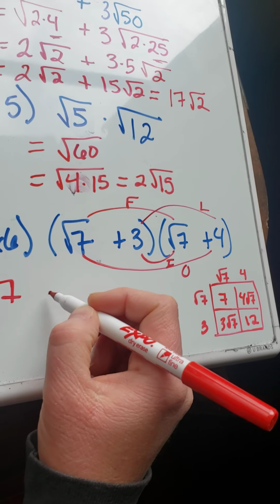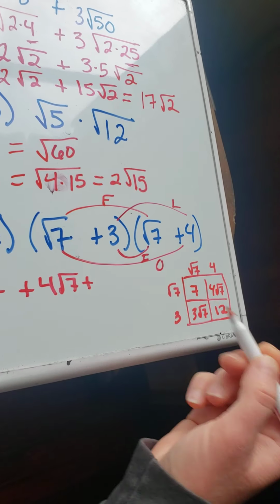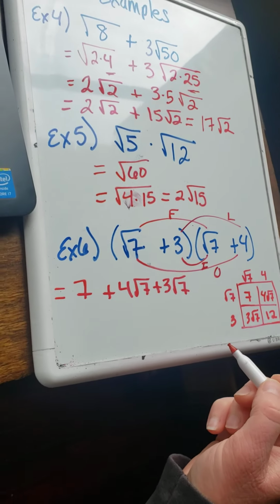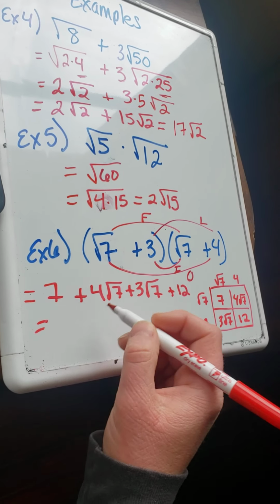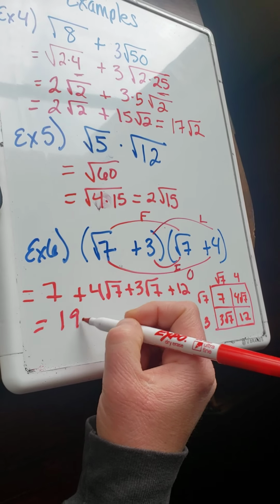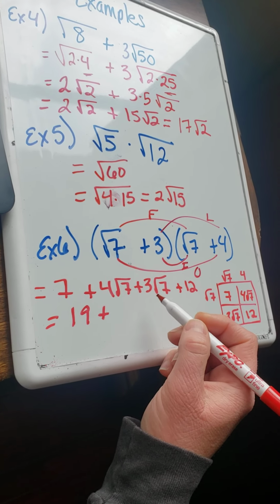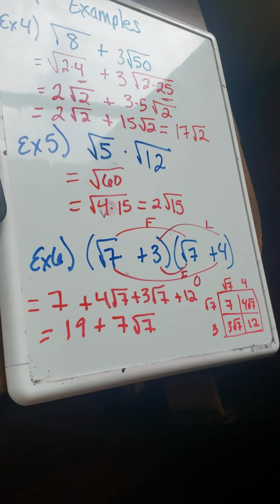So we'd have 7 plus 4 square root of 7 plus 3 square root of 7 plus 12, which is 7 plus 12 is 19. And 4 square root of 7 plus 3 square root of 7, those are like terms, so you have 7 square root of 7. And that's that.